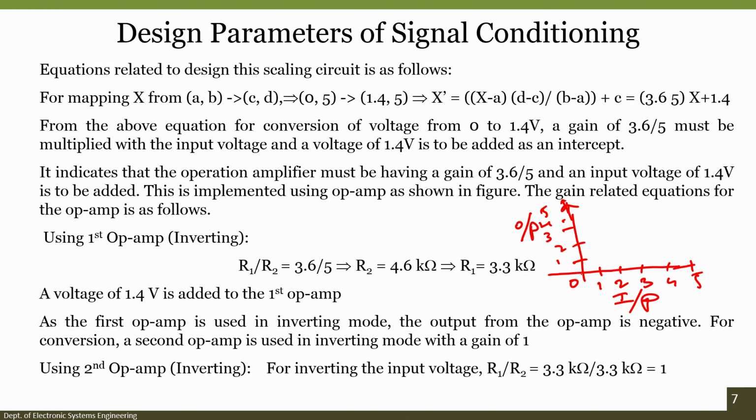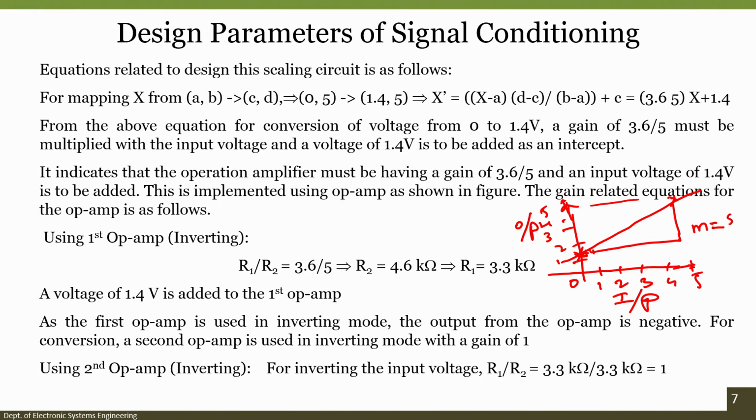Initially, when the input is 0, what was the requirement? The requirement was 1.4, which is somewhere here, so I put an x here. When the input is 0, I need 1.4, and when it is 5, I want 5 volts. When I draw a line like this, I get a line which intercepts between two points, that is 1.4 here and 5 here. Now, if I need to identify the slope of this, what is the slope of this line I have drawn?